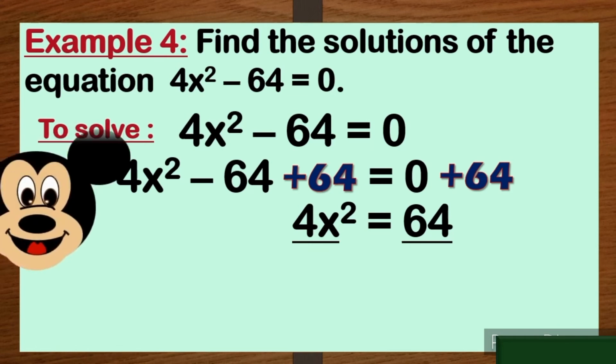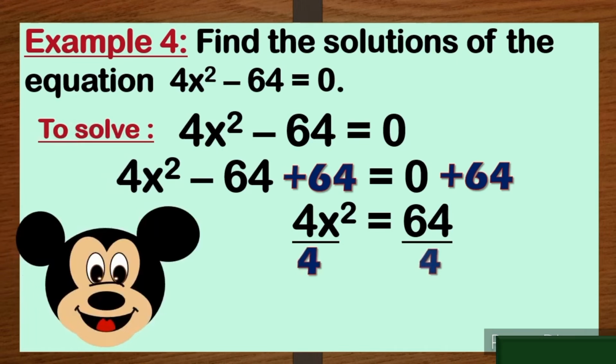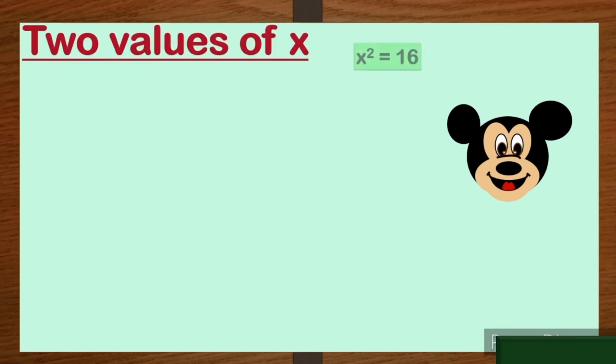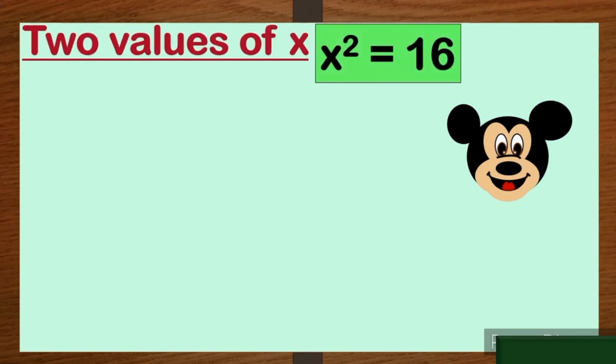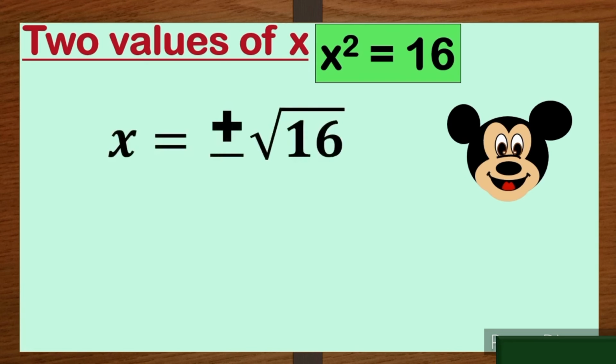Now, to solve for x, we divide both sides by 4. So 4 divided by 4 cancels, and we have x² = 64 divided by 4, which is 16. We have two values of x because 16 is positive. Then we have x² = 16.